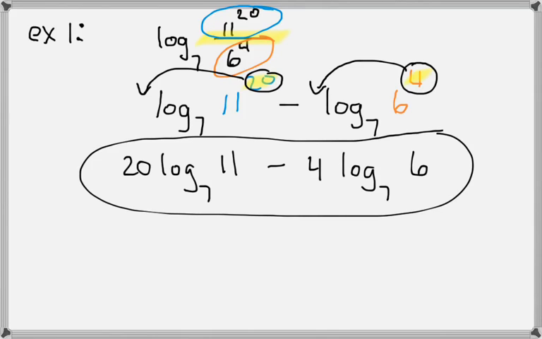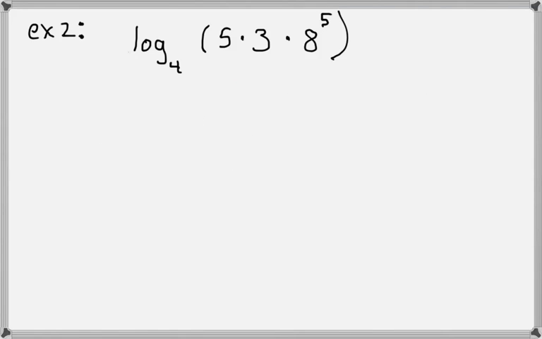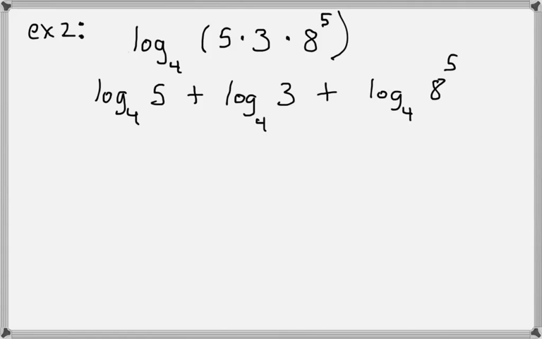Let's look at a second example. Here we have the log base 4 of a 5 times a 3 times an 8 to the 5th. So all three of those numbers there are being multiplied, so that is our product property. We can expand this into 3 logs, one of each of those numbers. So this would become the log base 4 of 5 plus the log base 4 of 3 and plus the log base 4 of an 8 to the 5th.